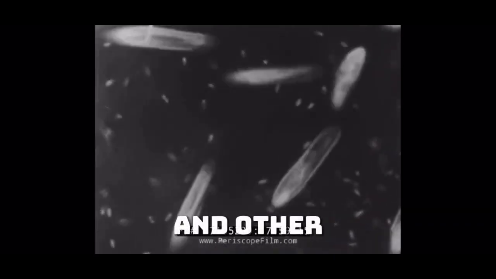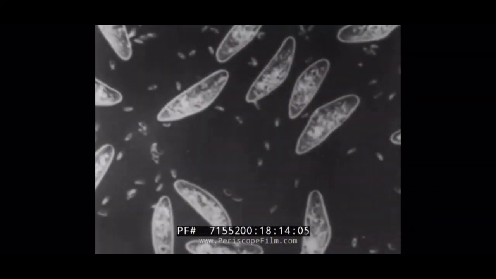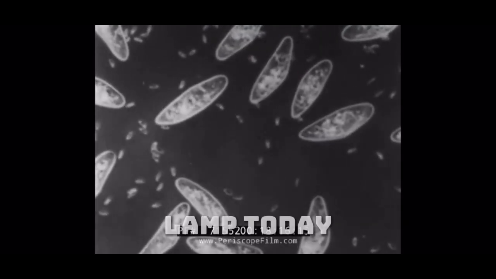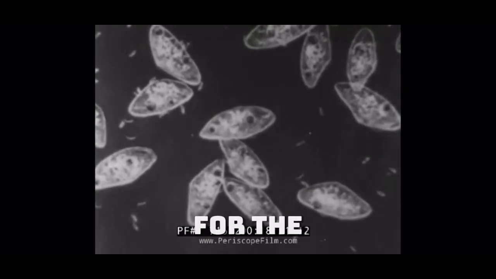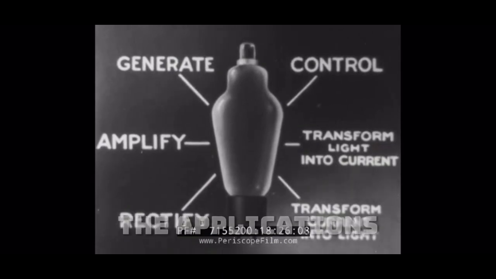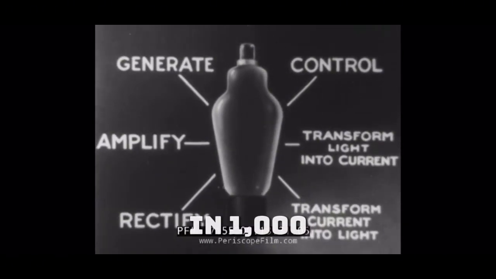Harmless-looking tubes like this one have a deadly effect on bacteria and other forms of microscopic life. In this demonstration, paramecia rather than bacteria are about to be subjected to sterilamp rays. Notice what happens. The sterilamp today is becoming increasingly important, both as a servant of public health and as a device for the preservation of perishable goods. So many and so varied are the applications of electronics that a single film like this can mention only one in 1,000.